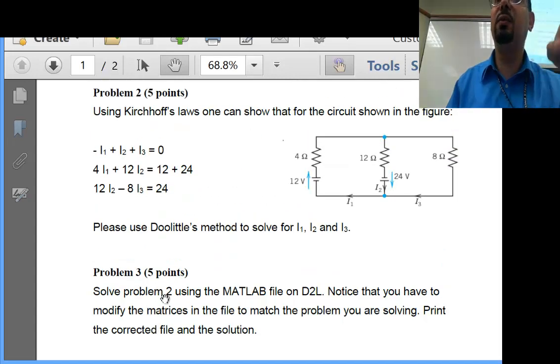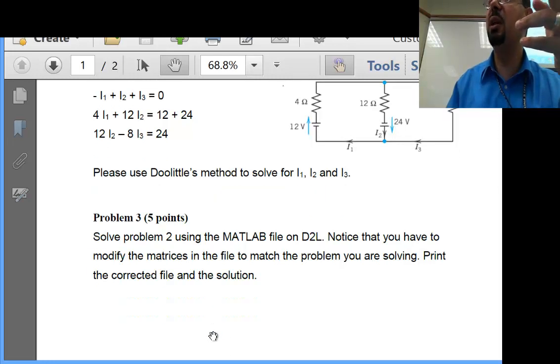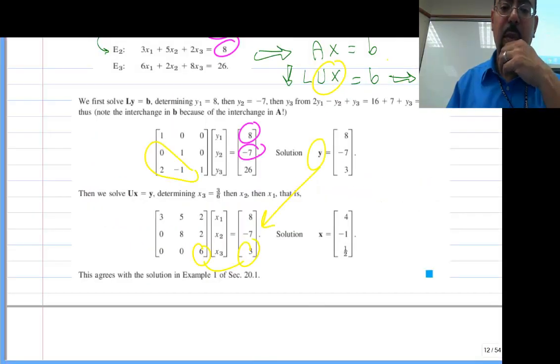So running this helps you to validate the numerical results that you did by hand. It also helps you to validate the program and see if there's any mistake in it. Questions?